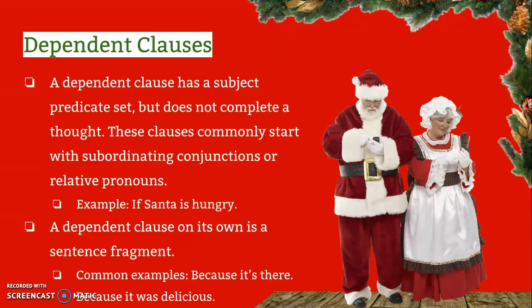I just said they, if is a subordinating conjunction. A dependent clause on its own is a sentence fragment. Because it's there. Because it was delicious.